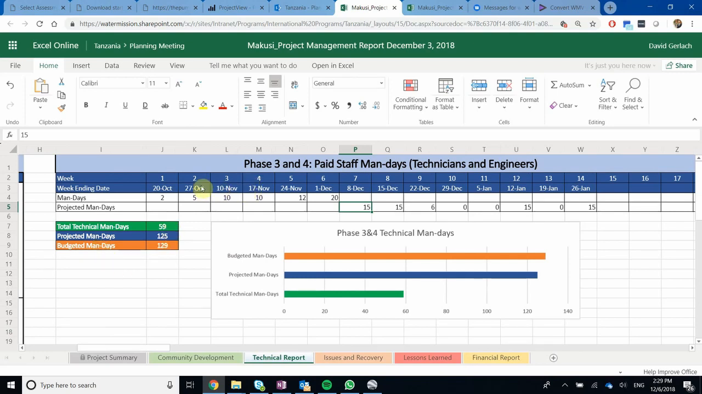So just as a recap, on week 1, that is the first week that we are actually charging money in phase 3 and 4 for, in this case, technicians or engineers. And so here we would put the end date, that's the Saturday at the end of the week. Here we put how many paid man days were worked. And as we go along each week, we switch the projected man days up into the actual man days. And so by the end of the project at January 26th, there should be no hours or days in this column, and they should all be in this top column.